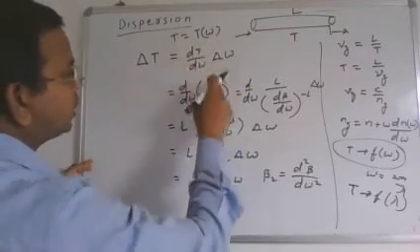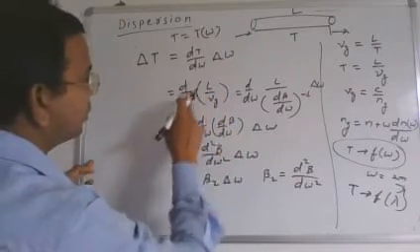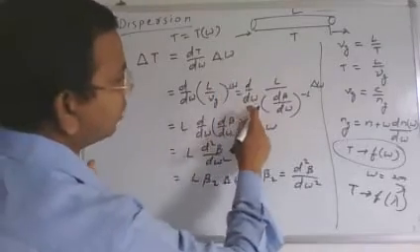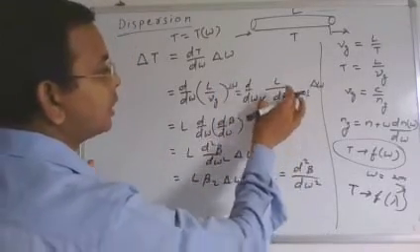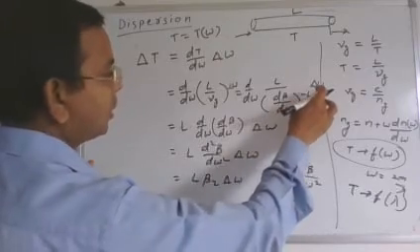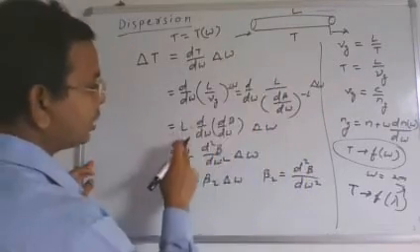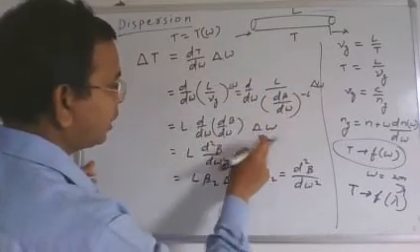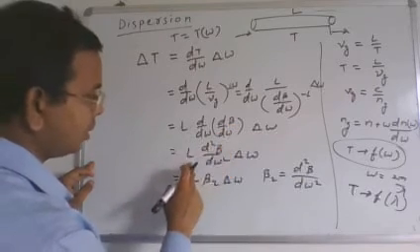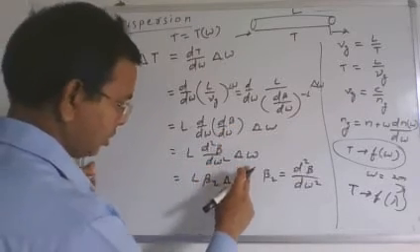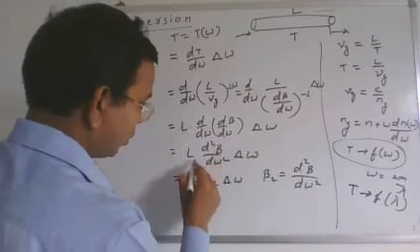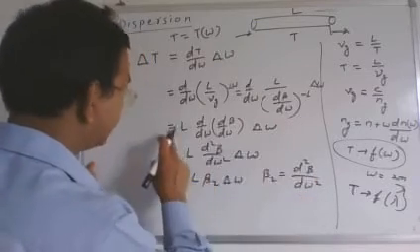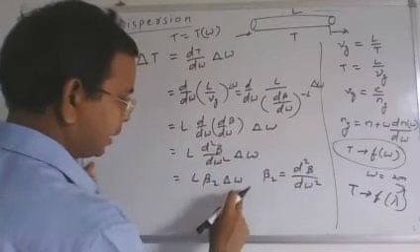So t is nothing but L by Vg. So it becomes d/dω of L by Vg into Δω. So d/dω of L by Vg is nothing but the inverse of dβ/dω into Δω. L is a constant, d/dω, and this inverse becomes up, dβ/dω into Δω. So there is the second derivative of β: L d²β/dω² into Δω. And this second derivative is known as β2. So β2 is equal to d²β/dω². So we can write Δt is equal to L β2 Δω.